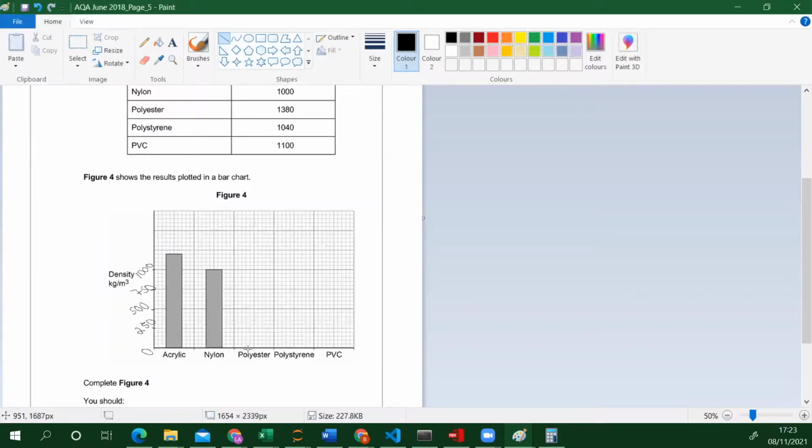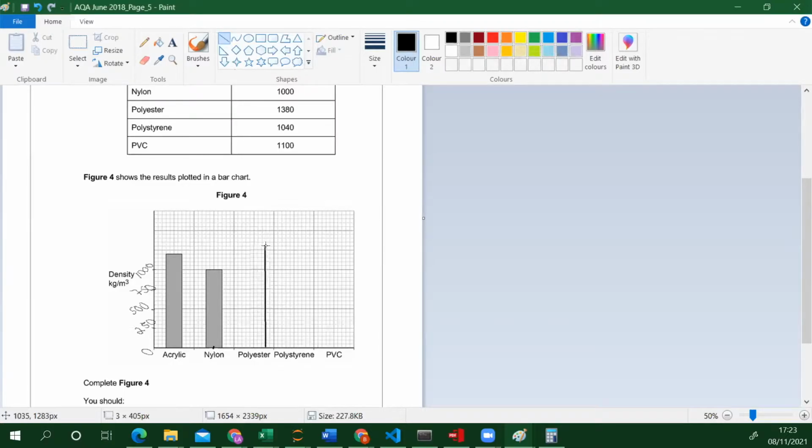Okay, so the polyester is in the middle. Let's have a look how many squares is each side. It's 1, 2, 3. When you do your exam paper, it'll be easy because you have it right in front of you on the computer screen. So that's 1,000, like nylon, 1380. So you go all the way up to 50. Okay, then that's one.